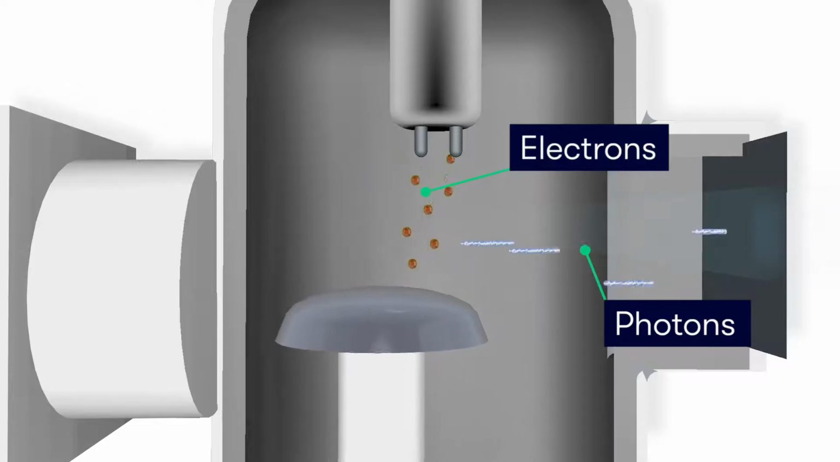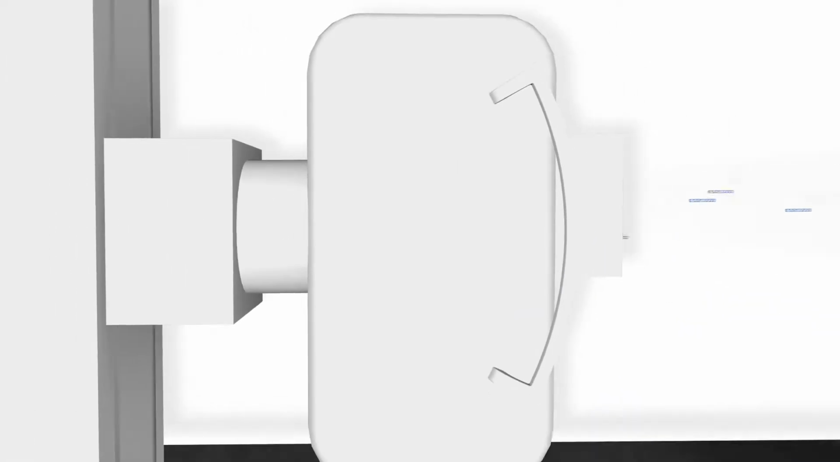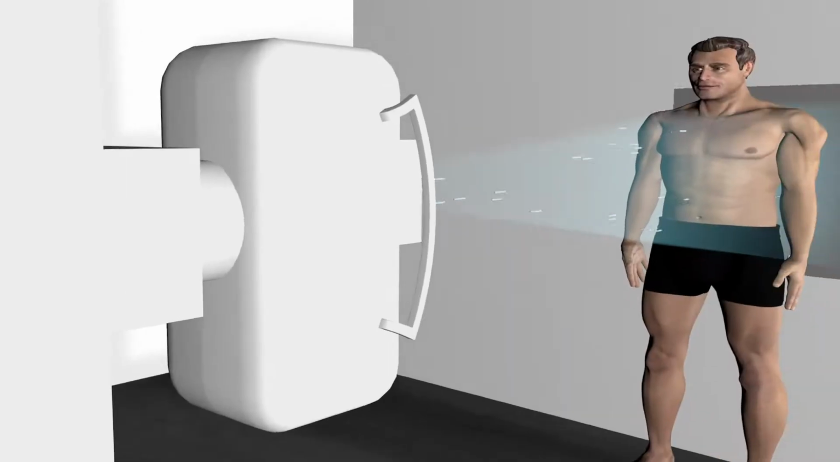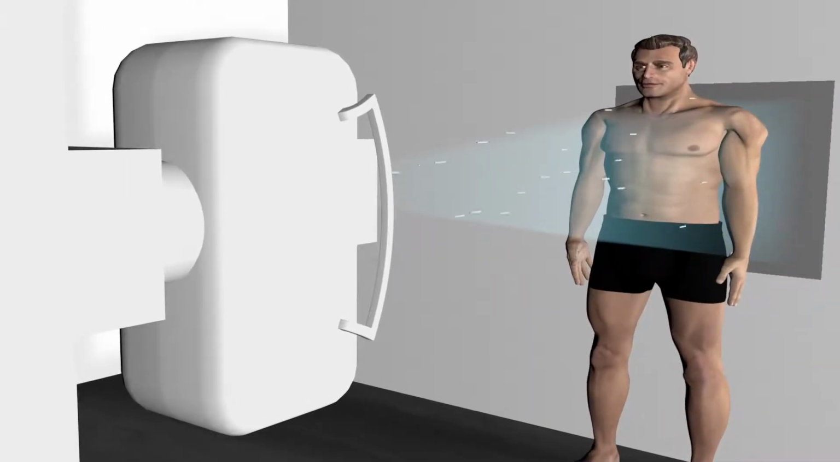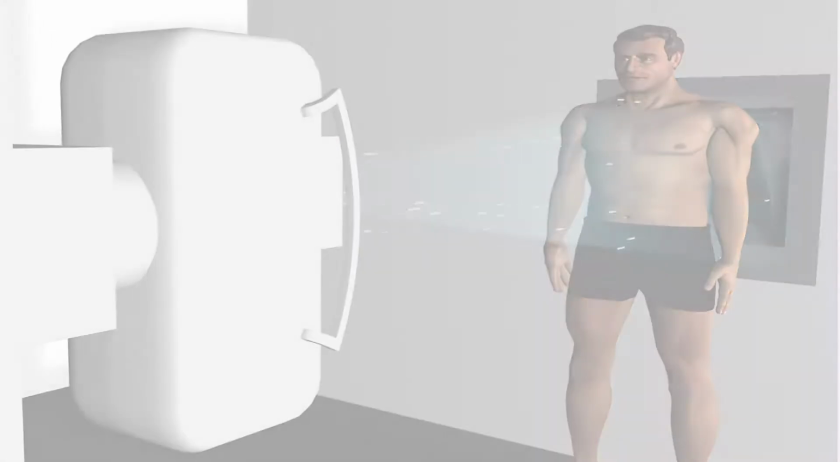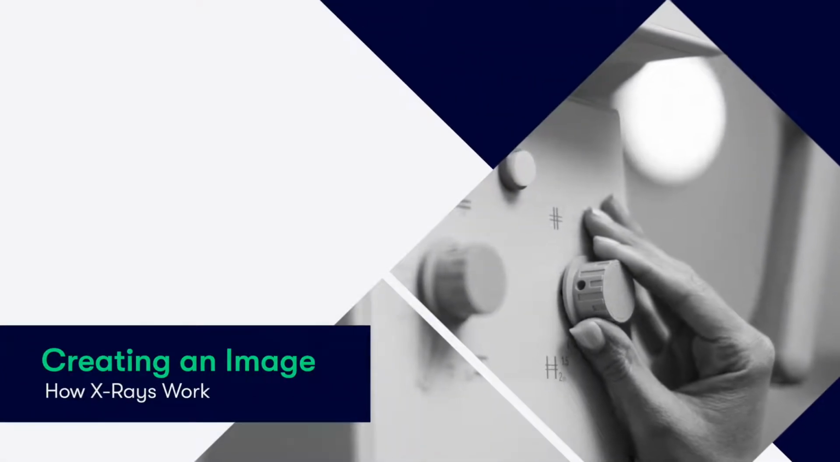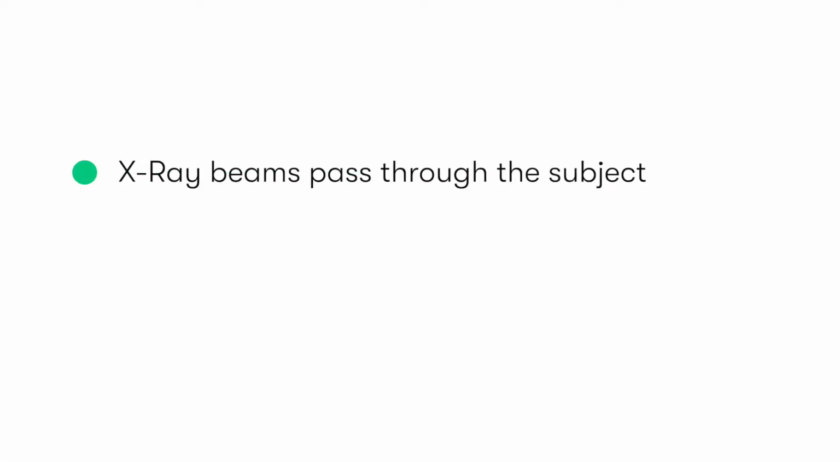These photons are then directed as a beam through the window in the machine and towards the subject, where they hit a detector or film that's positioned the other side of the person who's being X-rayed. The images that we get from X-rays occur as a result of the photon beams passing through the subject and hitting the receptor.